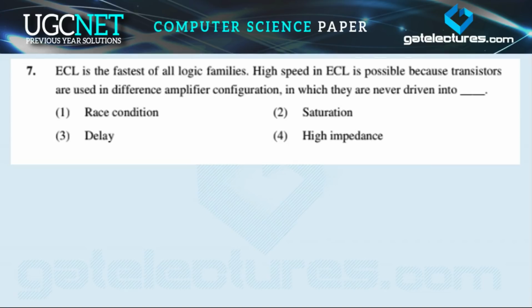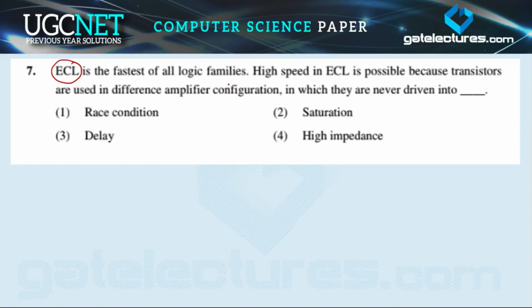Now question number 7 is, ECL is the fastest of all logic families. High speed in ECL is possible because transistors are used in different amplifier configurations in which they are never driven into what? First one is race condition, second one is saturation, third one is delay, and the fourth one is high impedance. So ECL stands for emitter coupled logic, is the fastest of all the logic families, and basically it is used in applications where we need high speed, right?